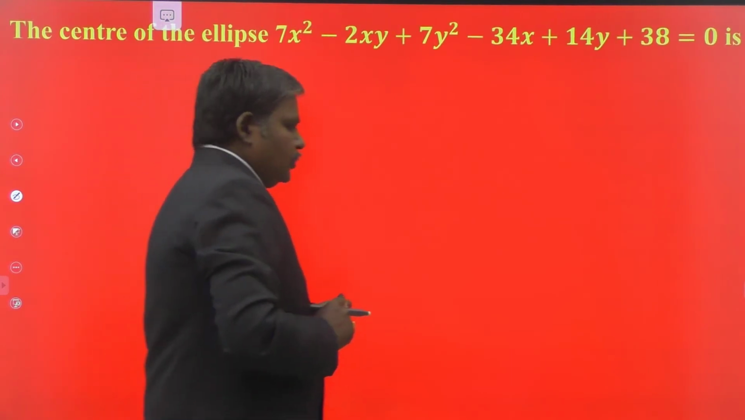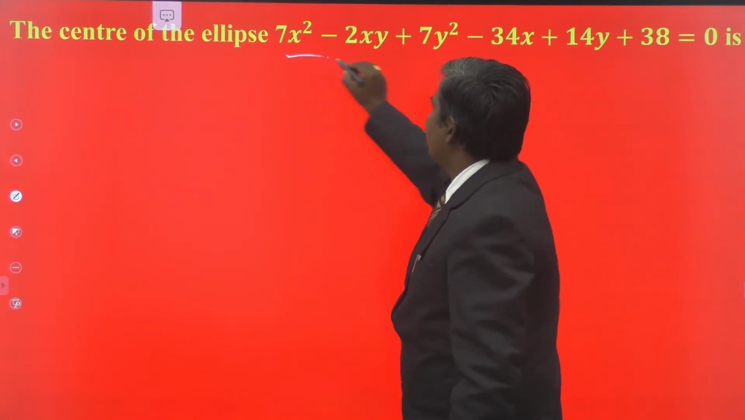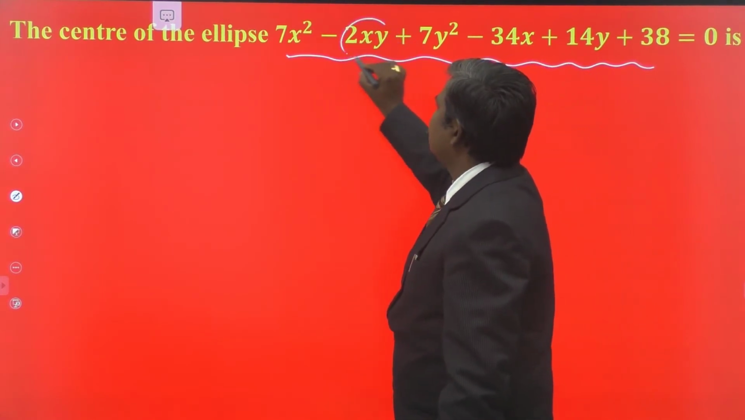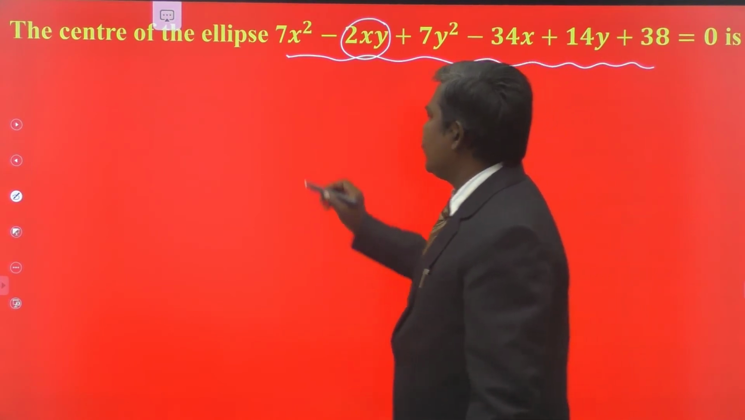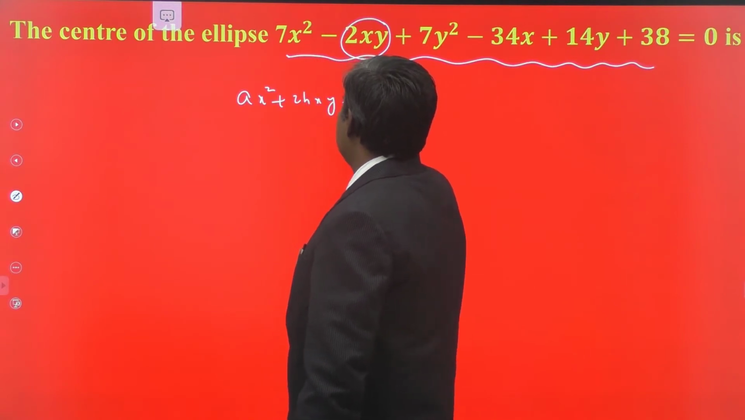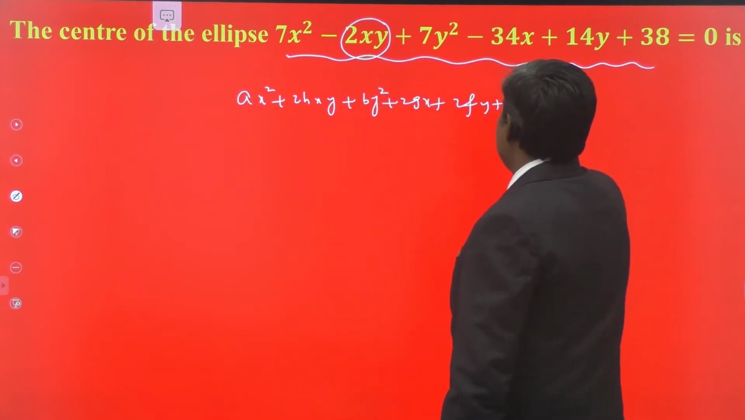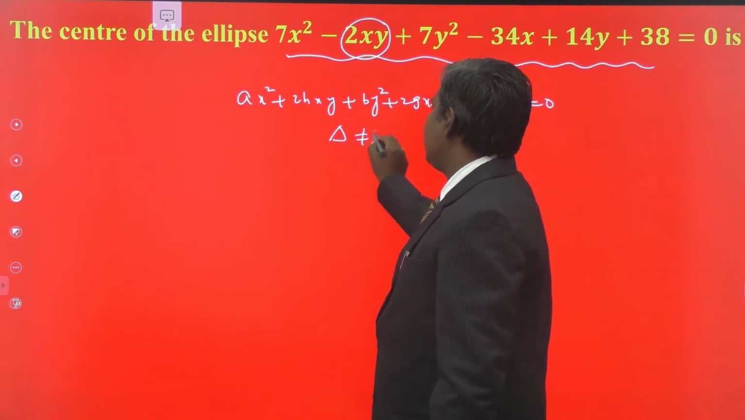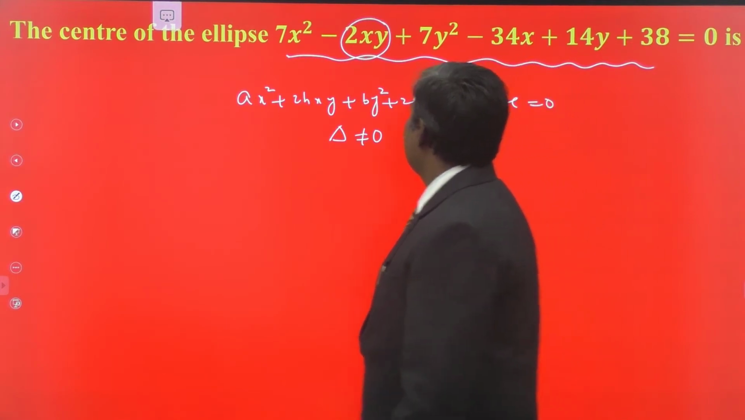You have to find out the center of the ellipse. This is the general equation of an ellipse. It is not in the standard form; you have an xy term also. So, a second degree equation ax square plus 2hxy plus by square plus 2gx plus 2fy plus c equal to 0 represents an ellipse if delta is not equal to 0 and h square is less than ab. H square less than ab.